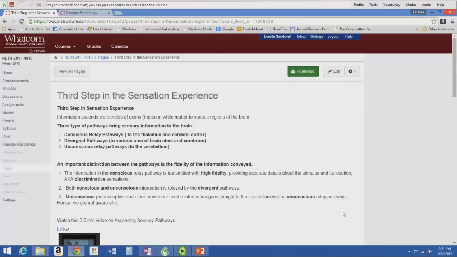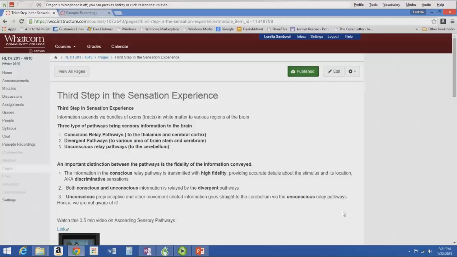So that's going to be proprioceptive information that is handled unconsciously. We're adjusting our posture all the time for our balance and our position in space, but we don't do it on a conscious level. Okay, so an important distinction between the pathways is the fidelity of the information conveyed. And by fidelity, we mean how true is it to what is really happening?